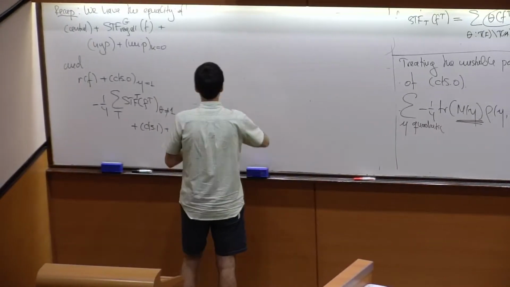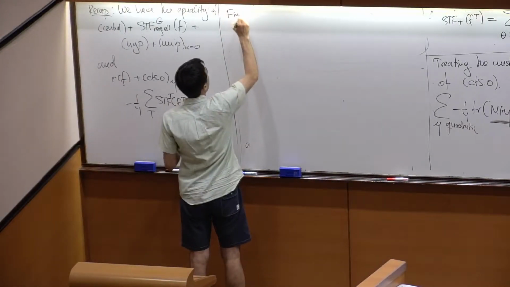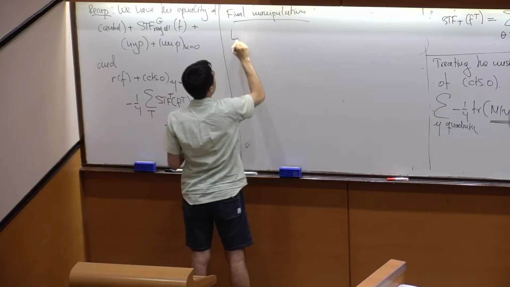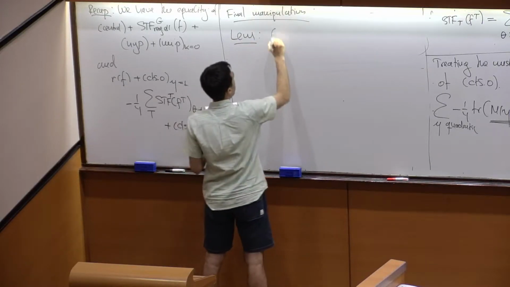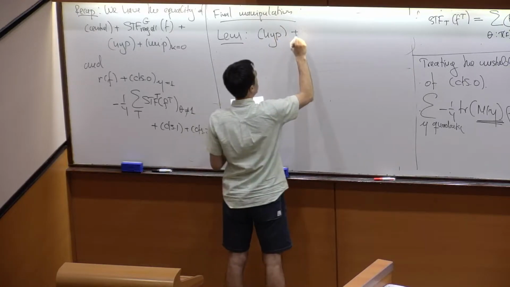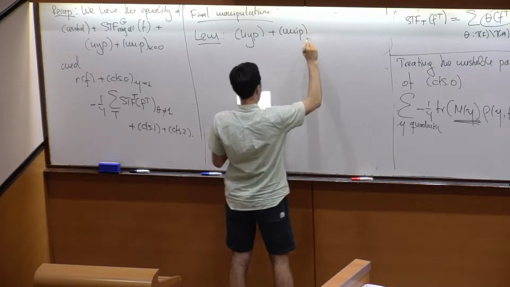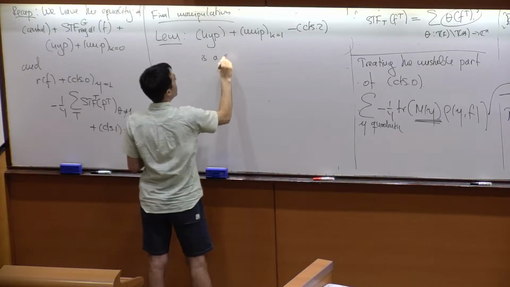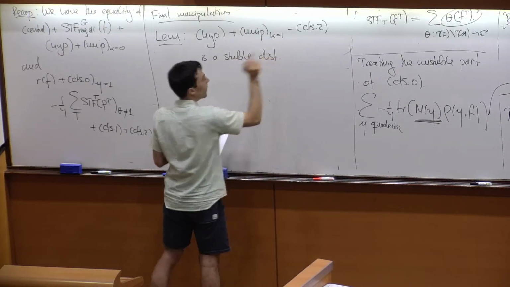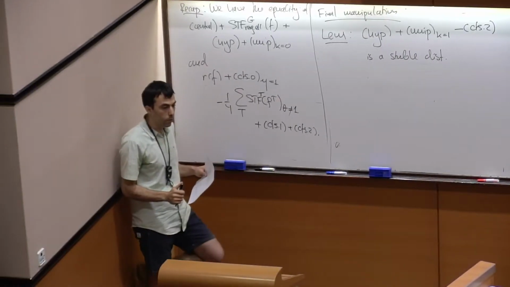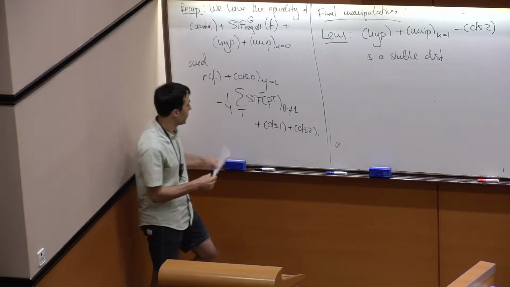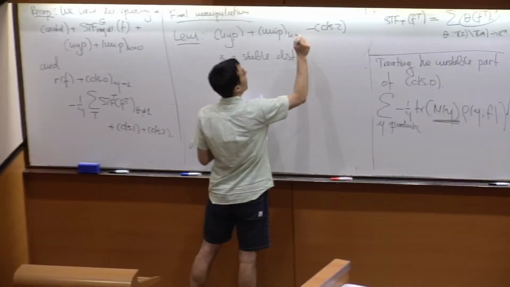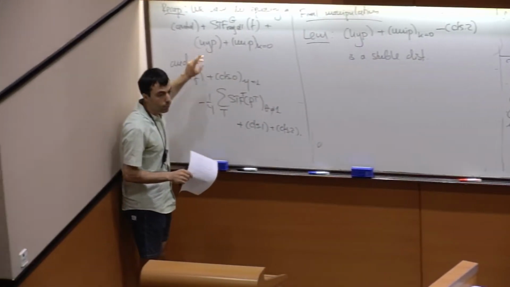Okay, so here is the final manipulation. Let me record it as a lemma. The lemma is that hyperbolic plus unipotent kappa equals 1 minus continuous 2 is a stable distribution. This is the part where you start mixing geometric and spectral terms in order to obtain stability. So I have to take continuous 2 from here, move it up here and combine it with unipotent. I guess I wrote 0 and not 1. Move it to here, and that would give you a stable distribution.